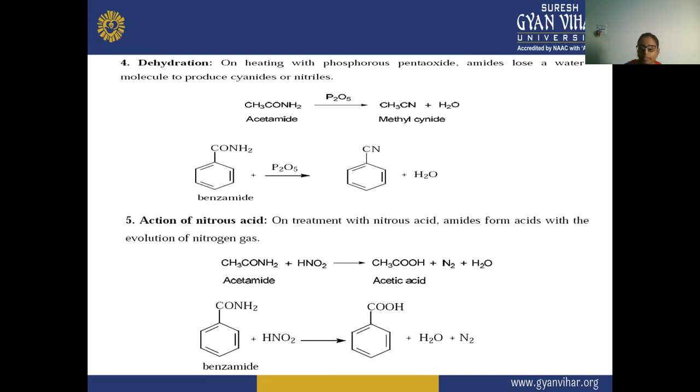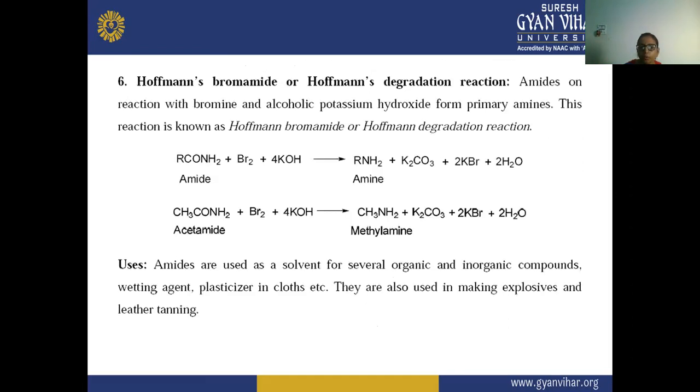Next is the action of nitrous acid. So this nitrous acid is reacting with this acetamide, and there is a formation of acetic acid. Next is the Hoffmann bromamide. In this, you can see amides are reacted with bromine and alcoholic potassium hydroxide and form amines. So here primary amines are formed from this acetamide, and this acetamide is reacting with the bromine and potassium hydroxide, and this is a formation of the primary amine, potassium carbonate, KBr, potassium bromide plus water molecule is formed here. So this is the Hoffmann bromamide reaction or Hoffmann degradation reaction.